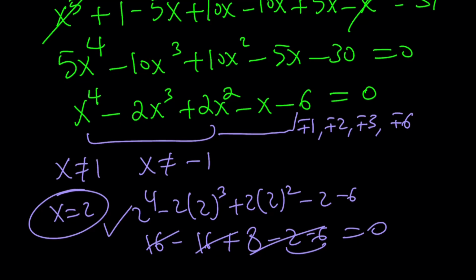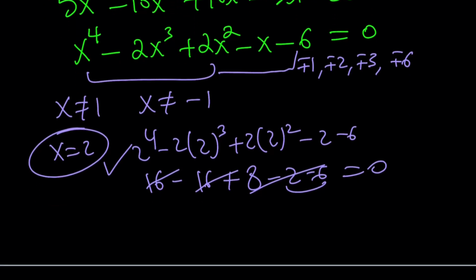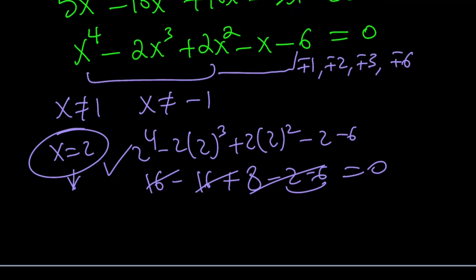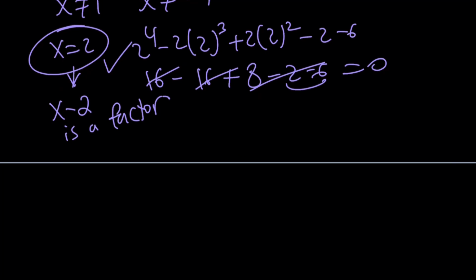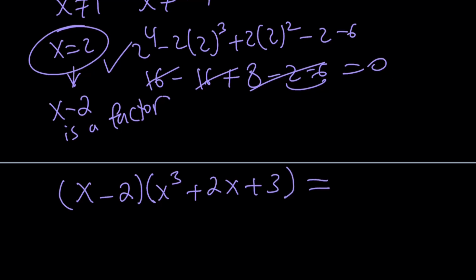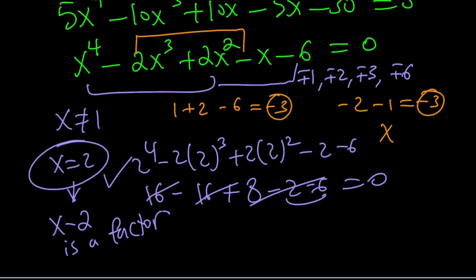Great. When you get a solution, you can definitely go ahead and factor this by using that fact. So if x equals 2 is a solution, then x minus 2 is a factor by the factor theorem. So we can go ahead and divide this by x minus 2. However you want to do it, you're going to end up with a linear and a cubic. To keep a long story short, this expression can be written as (x minus 2) multiplied by (x cubed plus 2x plus 3) equal to 0. x equals negative 1 is a solution.